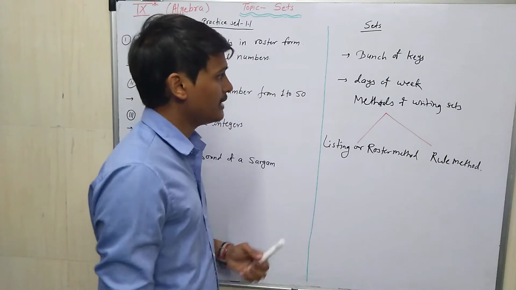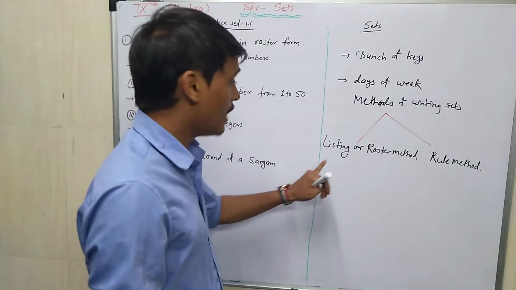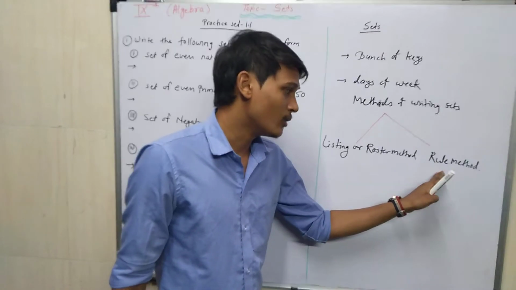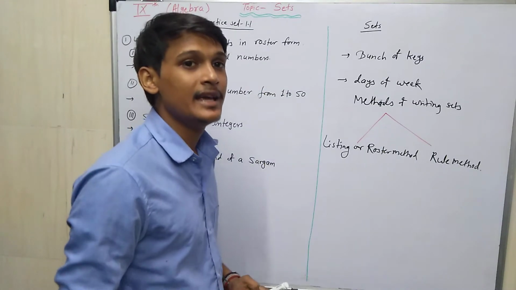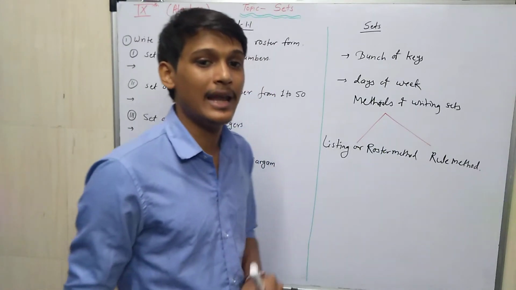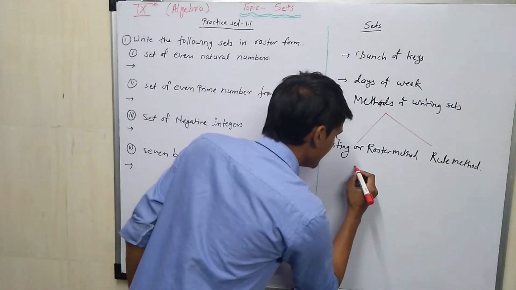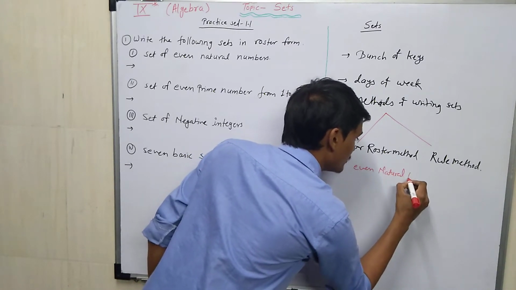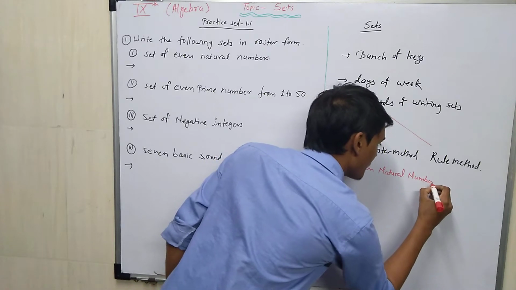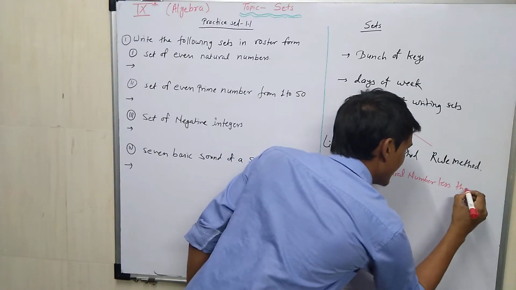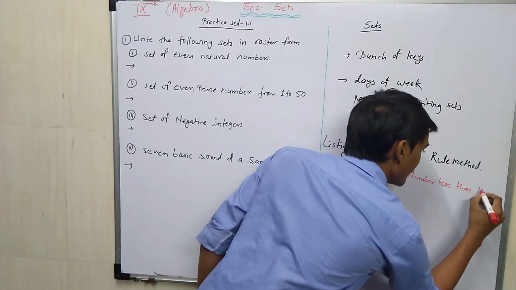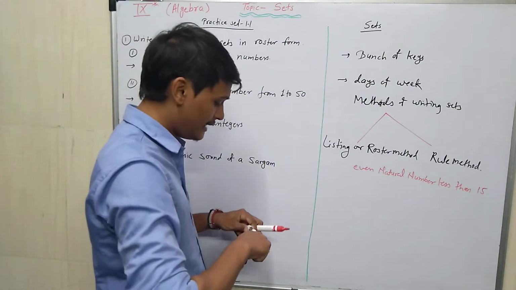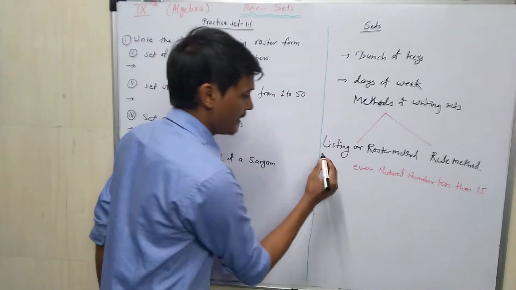I give one example of a set, how to write it in the listing method and how to write it in the rule method. The example is: even natural numbers less than 15. Got it?